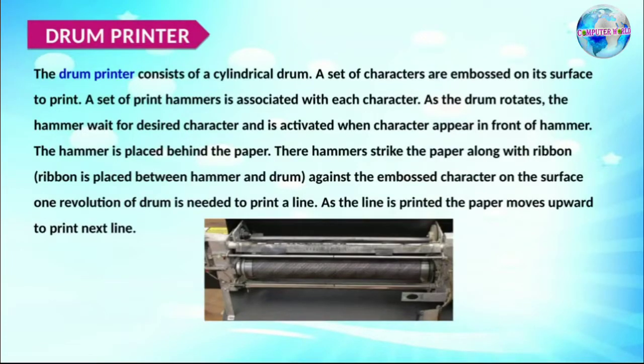As the drum rotates, the hammer waits for the desired character and is activated. When the character appears in front of the hammer, the hammer, which is placed behind the paper, strikes the paper along with the ribbon against the imposed character on the surface. One revolution of the drum is needed to print a line. As the line is printed, the paper moves upward to print the next line.